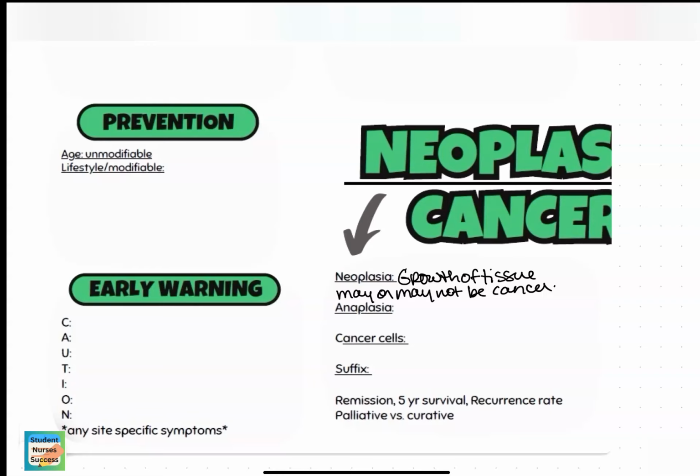Now, anaplasia is a term used when cells have lost differentiation. What we mean by that is the cells are not functioning as they were intended to function. So they do not have the same function or they do not function with the correct purpose. The thing about anaplasia is that it does indicate that the cell has turned cancerous.